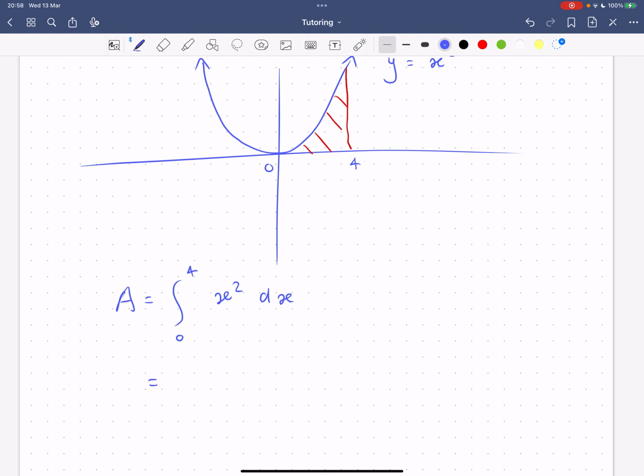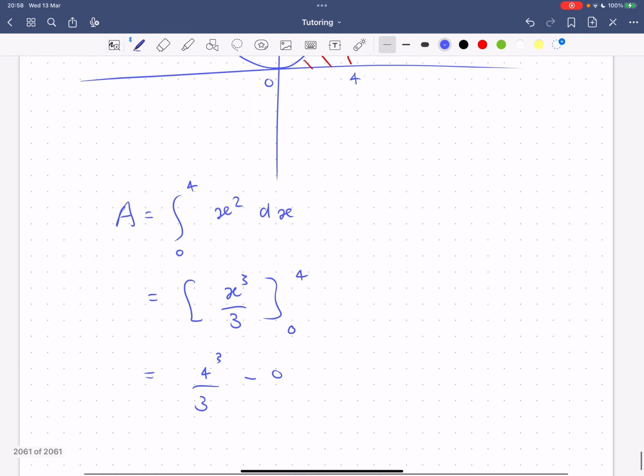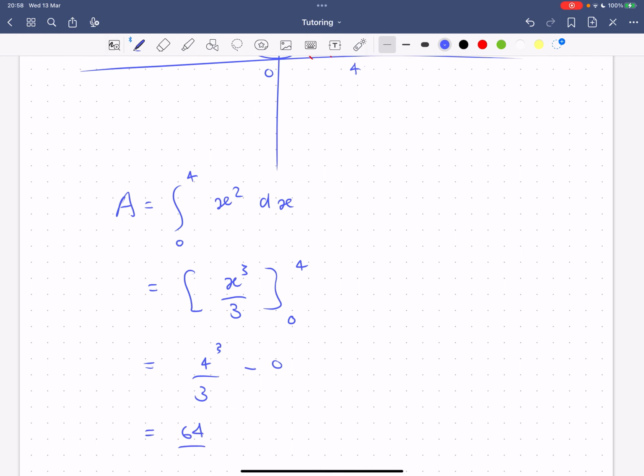When I integrate x squared, we add 1 to the power, divide by the new power, and it becomes x cubed on 3. Of course, we substitute in 4, so 4 cubed on 3 minus 0 gets us 64 on 3. And of course, units squared. We must put units squared because it's an area and we don't really know what units we're in.